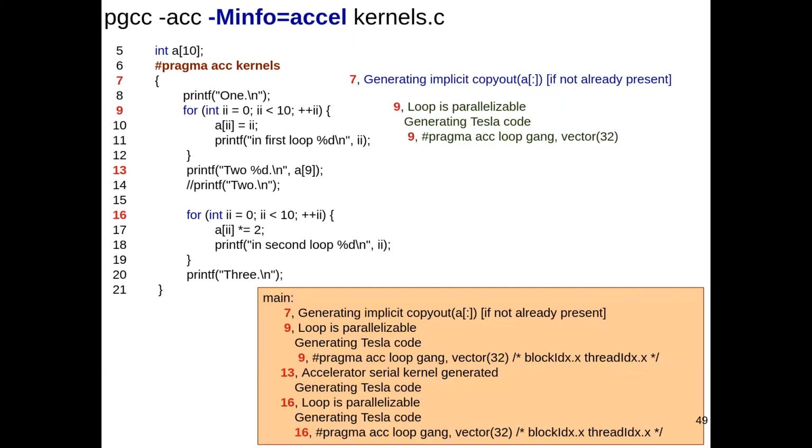I am not able to figure out why it is mentioned as copy out here. Definitely that doesn't have any effect, because copy out is used when you have already written something on the GPU and you want to copy it or read it from the CPU. At that time the copy out is going to get generated. In this case, I don't know.